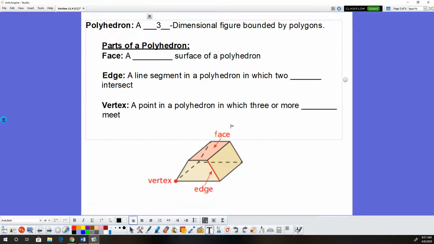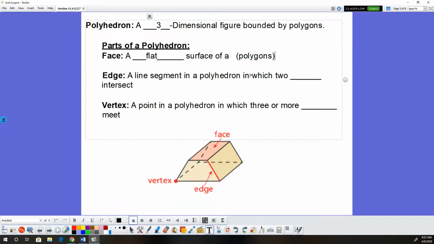All right, so the parts of a polyhedron, guys, and here's kind of a visual down here. A face would be the flat surface of the polyhedron. Like this top piece here, this would be a face. This side piece over here would be a face. This front piece would be a face. So faces are, I probably should have written, these are all polygons. They're two-dimensional figures.